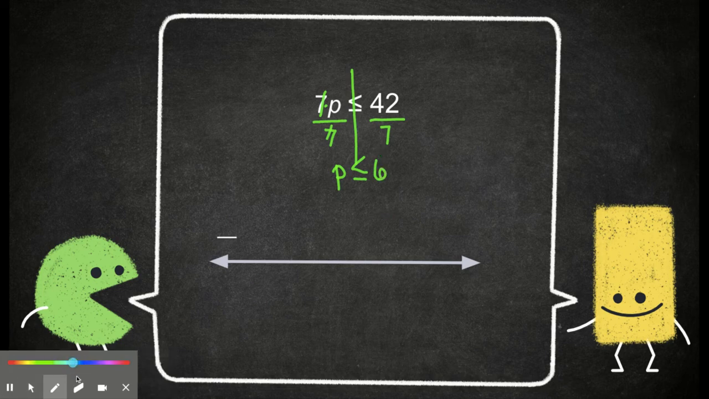Now let's go ahead, graph this inequality on the number line. Well, we know we're going to start at 6, so let's make that our center number. 2 numbers larger than 6 are 7 and 8. 2 numbers smaller than 6 are 5 and 4.